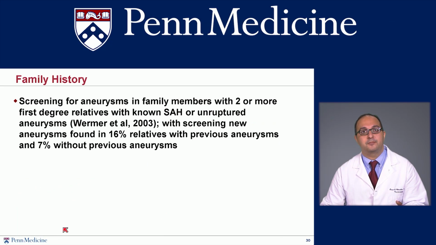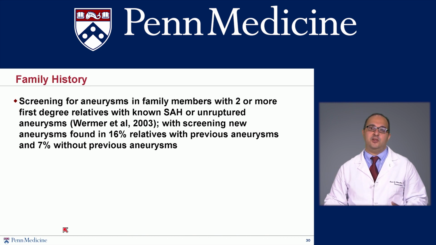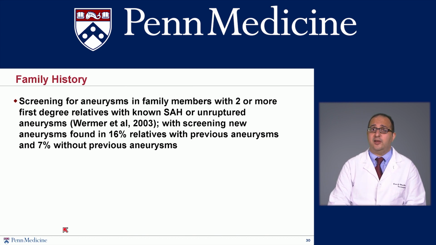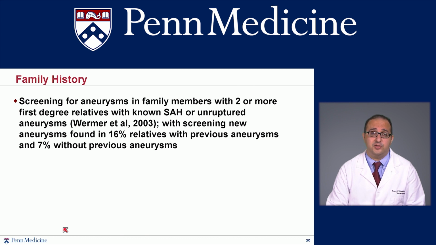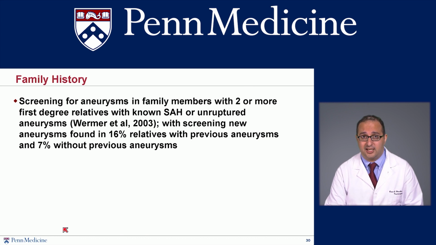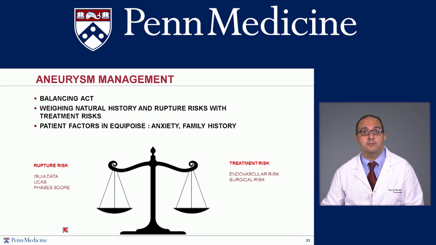and data-driven. Family history is important, especially in people with two or more first-degree relatives. And I have a lot of young patients with kids, and they're like, I was found to have a ruptured aneurysm. Do I need to have my kids checked out? And the fact is that they have to be two or more first-degree relatives to make screening high yield based on data. So that's important to know.